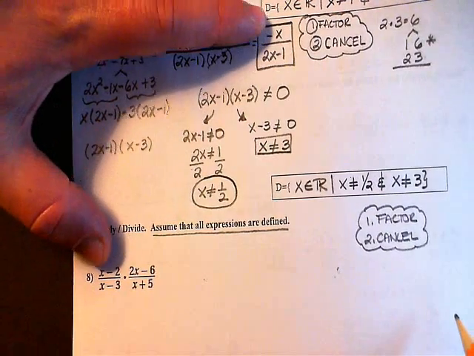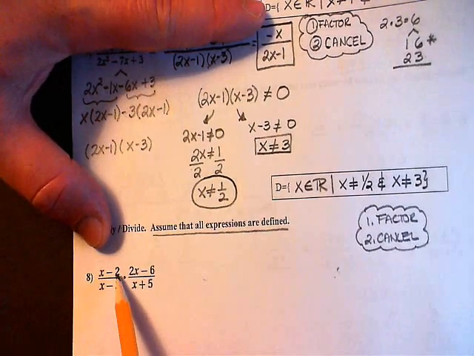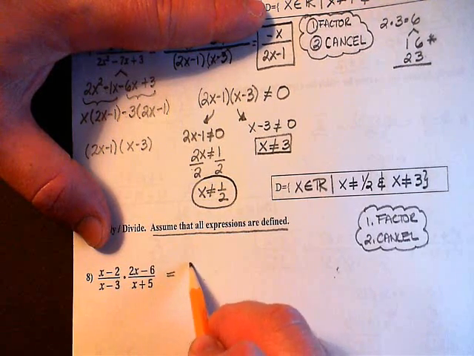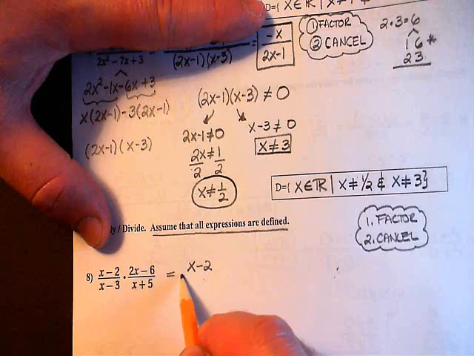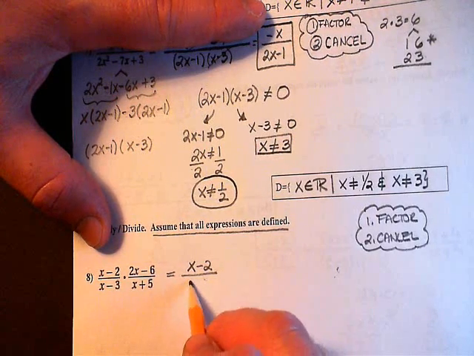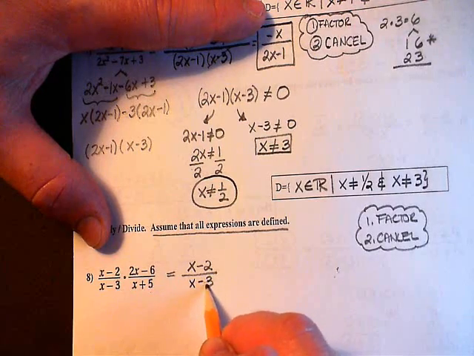Good. So when I look at this, I need to ask myself, can I factor this guy here on top? And the answer is no. So just copy it down. Can I factor the bottom? The answer is no. So just go ahead and copy it down.